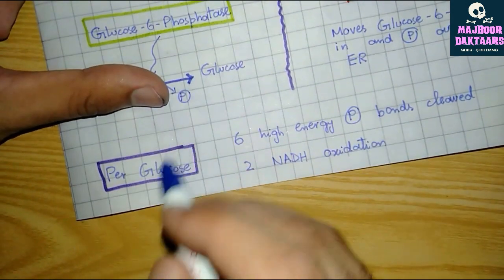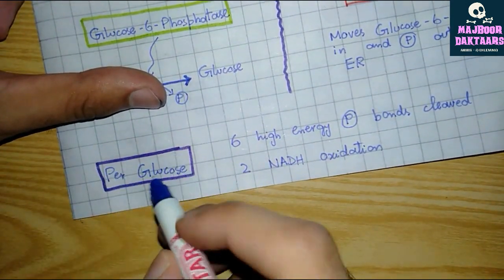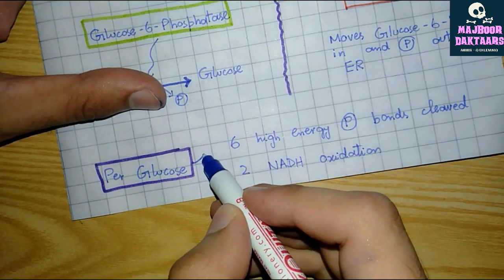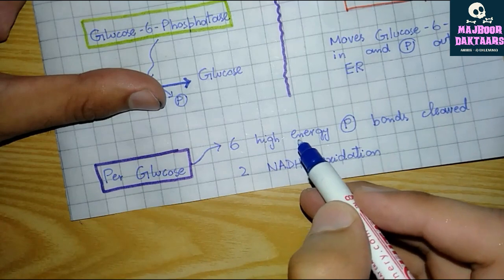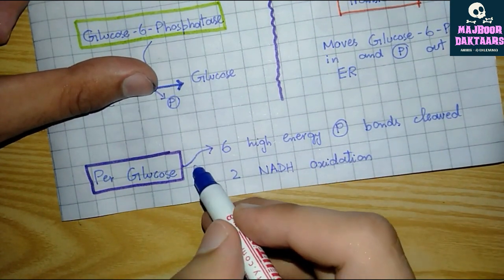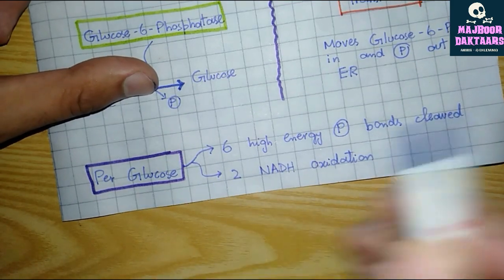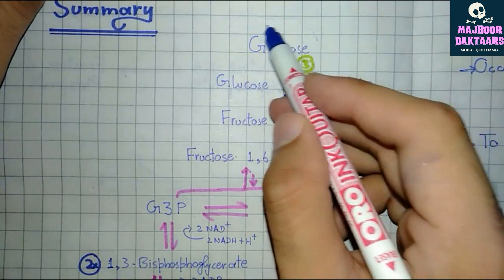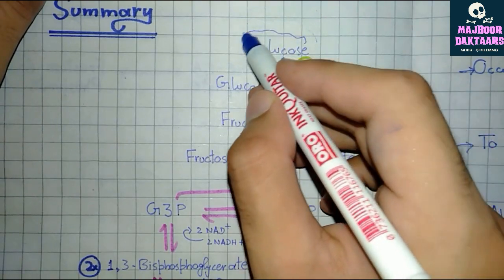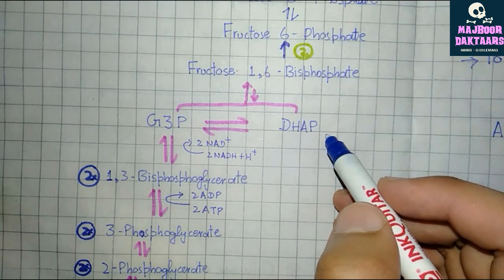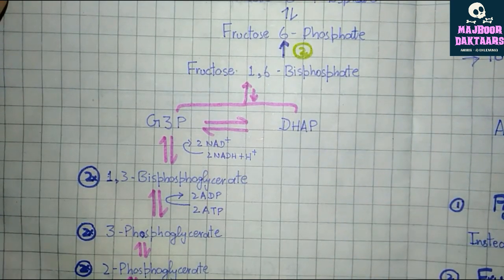Now a summary of the reaction includes that for the formation of a single glucose via gluconeogenesis, 6 high yield energy phosphate bonds are cleaved and 2 NADH oxidation occurs. So the last step of gluconeogenesis is also complete, and we have got glucose which is moved to the blood to increase the blood sugar level. And that was all for gluconeogenesis. Thank you.